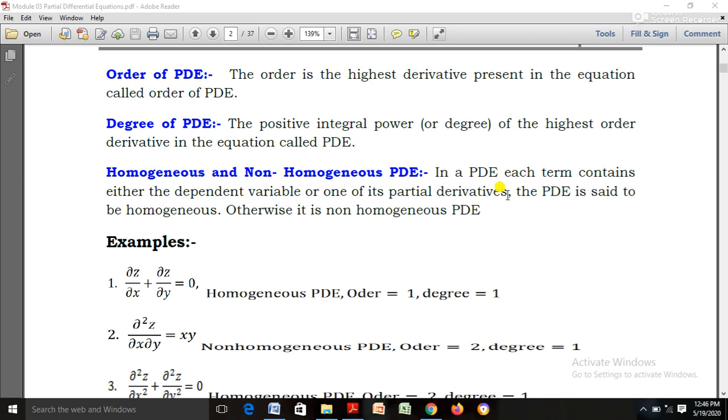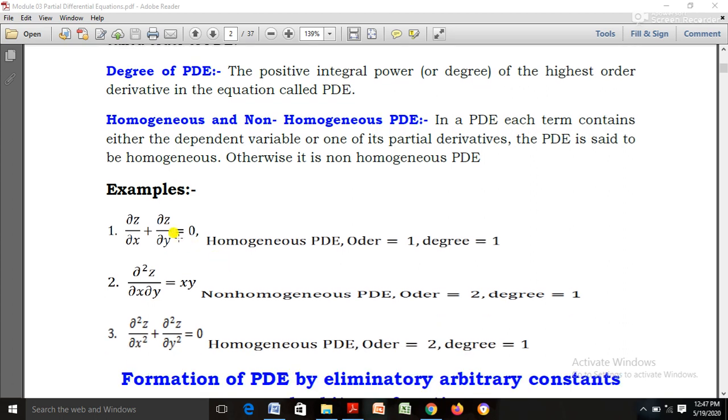In a partial differential equation, if each term contains either the dependent variable or its partial derivative, the partial differential equation is said to be homogeneous; otherwise it is non-homogeneous. Here PDE means partial differential equation.